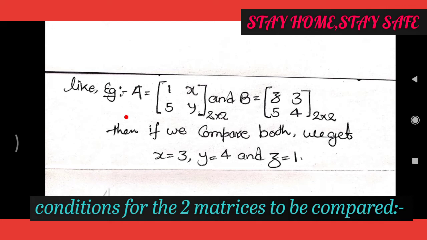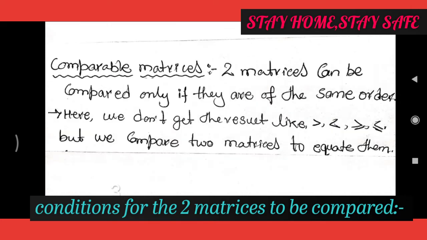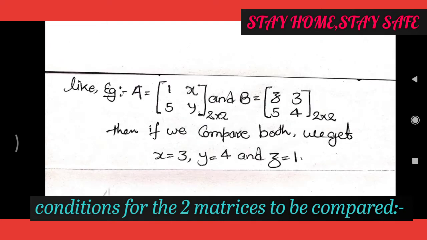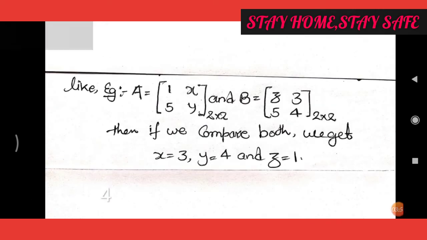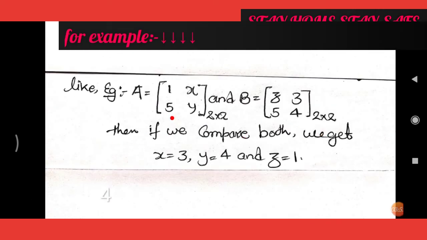In matrix A we have 1, x, 5 and y, and in matrix B we have z, 3, 5 and 4. Mind you, my friends, the first condition is that they should be of the same order. Here matrix A has the order 2 by 2 and matrix B has the order 2 by 2. So it satisfies the first condition, that they are of the same order. Next in line, we compare both. Why do we compare both?